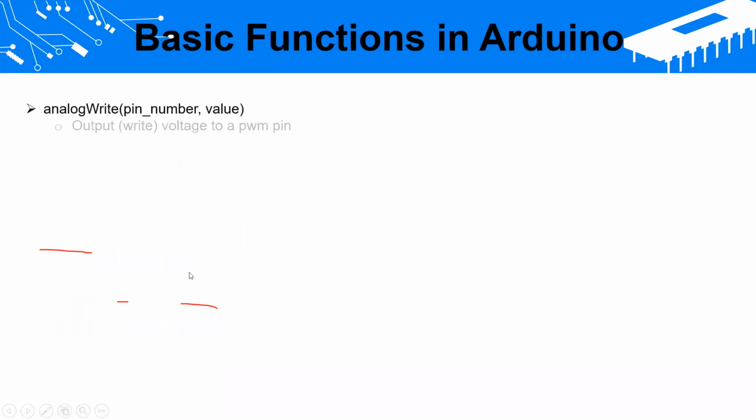Then we have this analog write. So analog write we should do in the PWM pin, right? So the first part is analog, but the second part is write. Write means you can't do true analog writing. That means you can give some continuous signal out of this digital Arduino board, right?